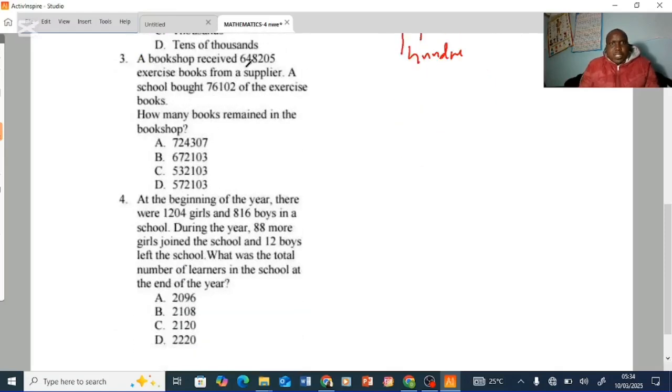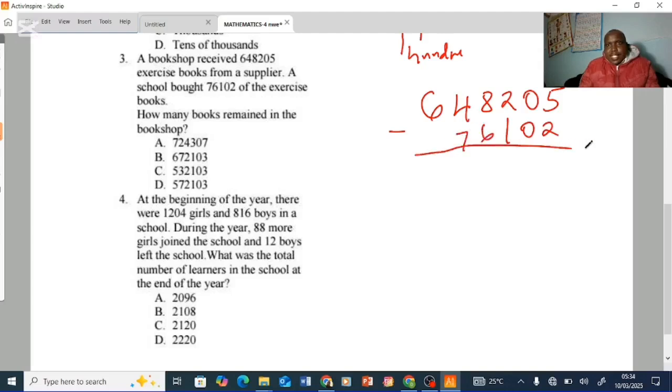The bookshop received these books from a supplier. A school reported this of the exercise books. How many exercise books remained in the bookshop? So initially they had 64,820 and then the school reported, so you subtract 102,76, and then you get the answer.